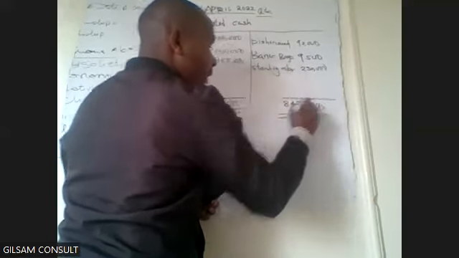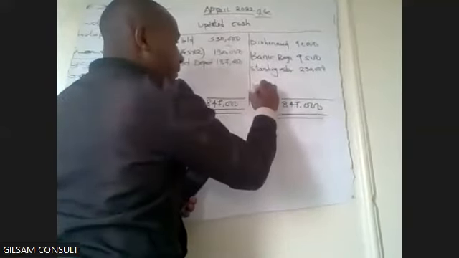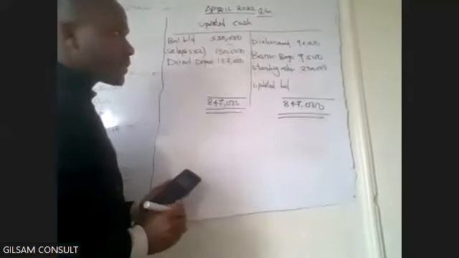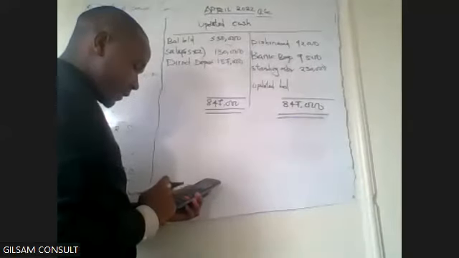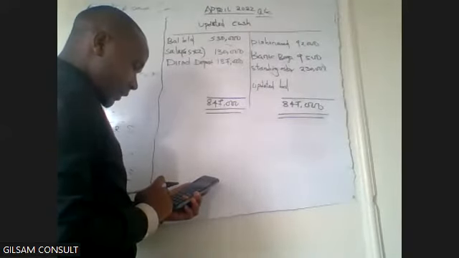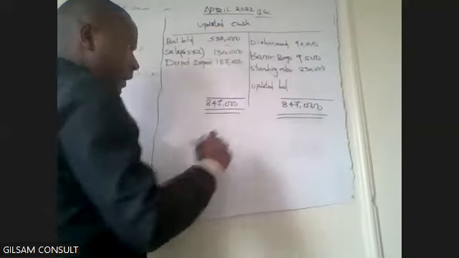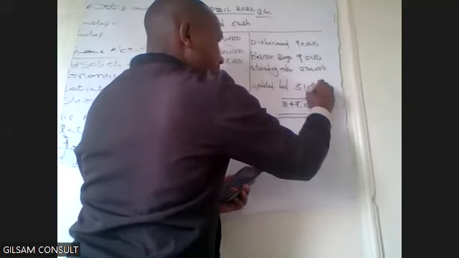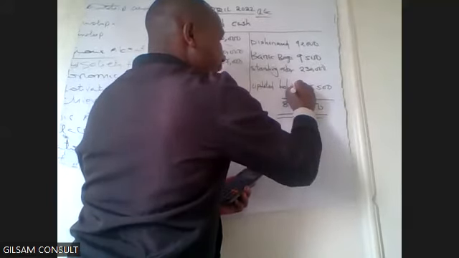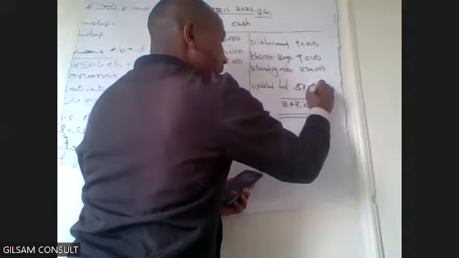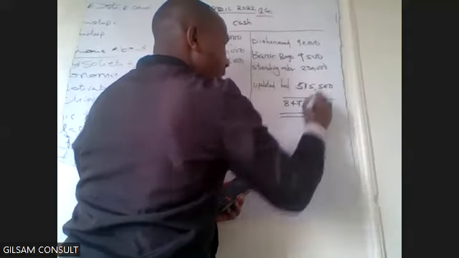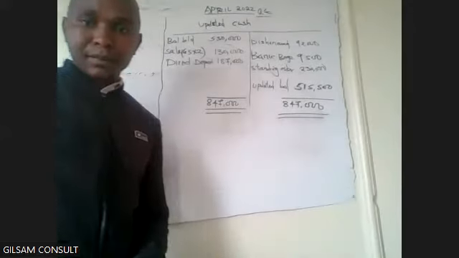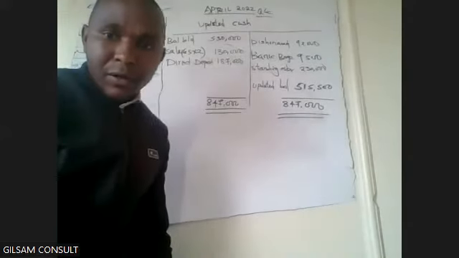So here we will have the updated balance. You subtract from this one, it is 33,500. So the updated balance is 515,500. That is the updated balance. Okay, so we say balance on point 2.